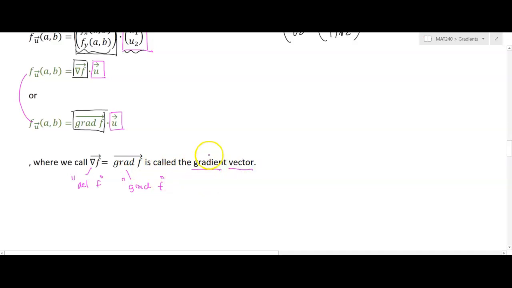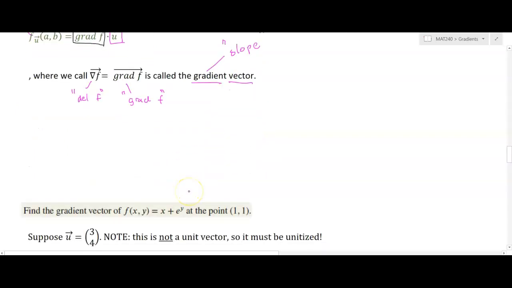Now, gradient is a fancy word for slope or steepness. So you might see on roads that you're traveling on that there's a grade. If you're traveling up a mountain, that there's a 2% grade. That's kind of the same idea here. Gradient is essentially a slope vector.